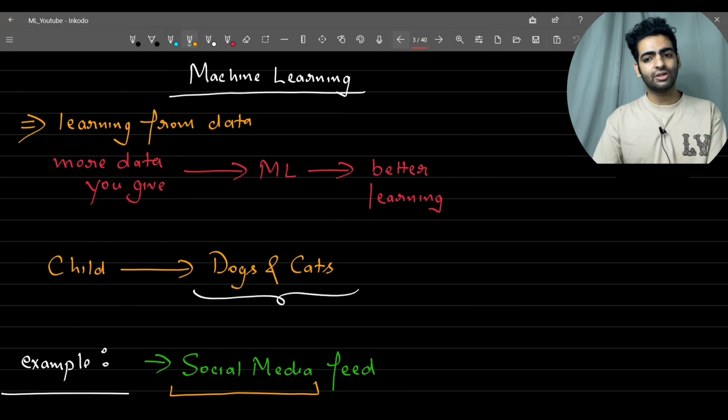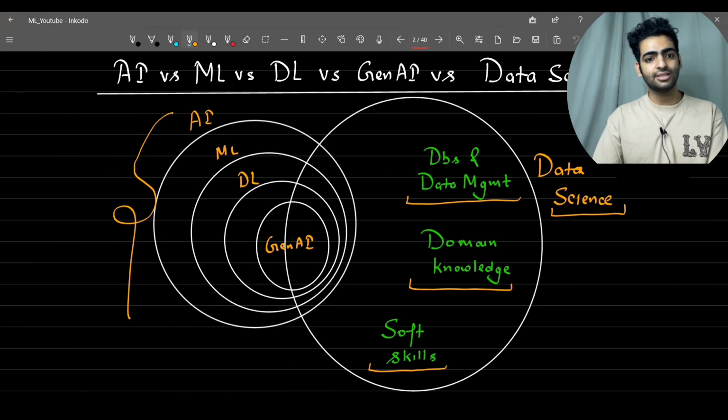So that's all about the various key technologies and areas that we have learned so far.